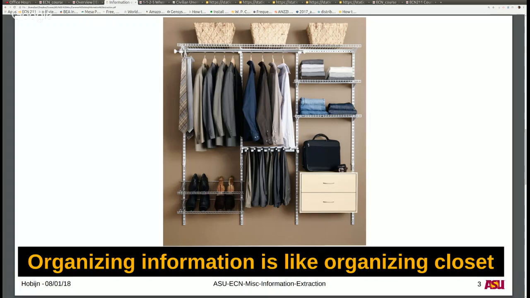The shoes here, the suits, etc. So a closet is basically organized the way a good organized closet is organized, in a similar way as you would organize information. You prioritize it. You make sure that the things that are important are easily accessible, and you also have an awareness of what's important. You have an awareness of what you know and what you don't know.